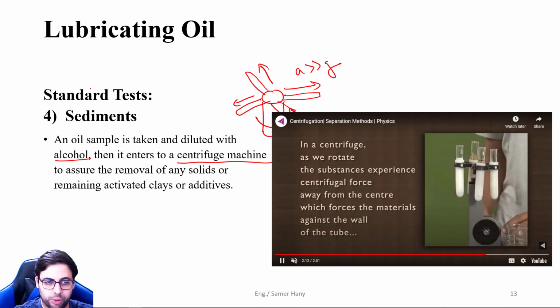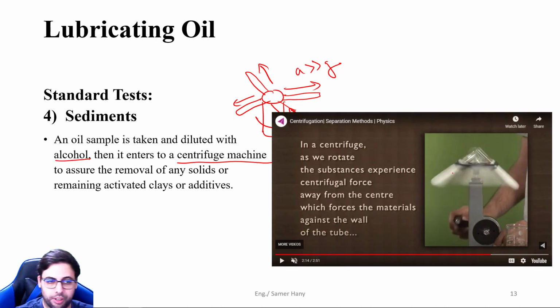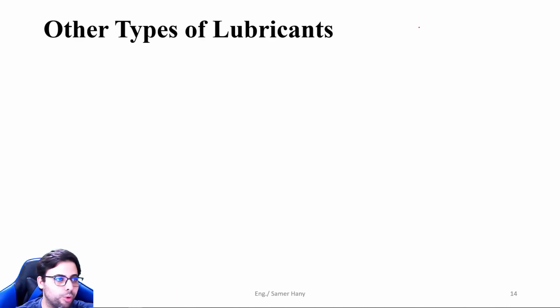We introduce them into this centrifuge, maybe an automated one with a motor for higher efficiency, and then take these solid particles at the bottom, weigh them, and know the concentration that was originally in the oil sample. According to the standards, this may be too high or maybe within the limits, so the oil is okay. All right, let's move forward.